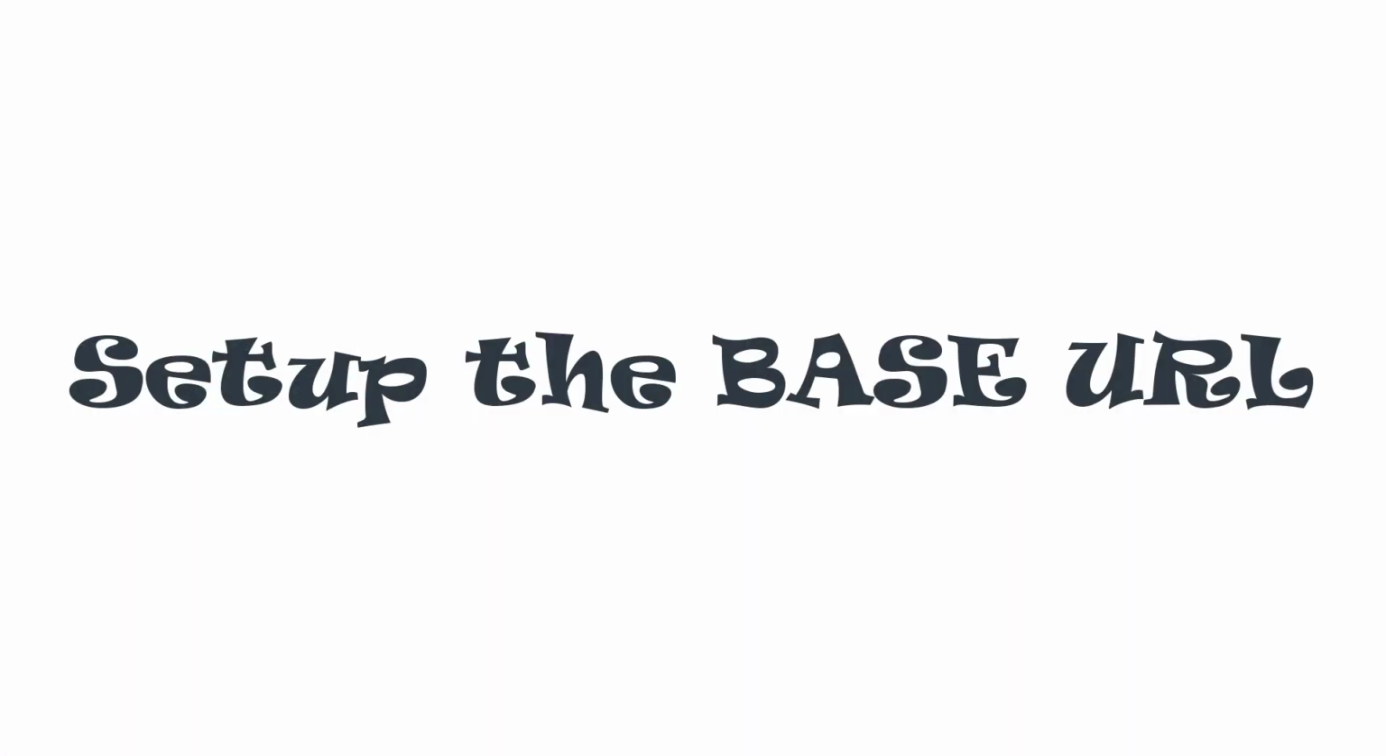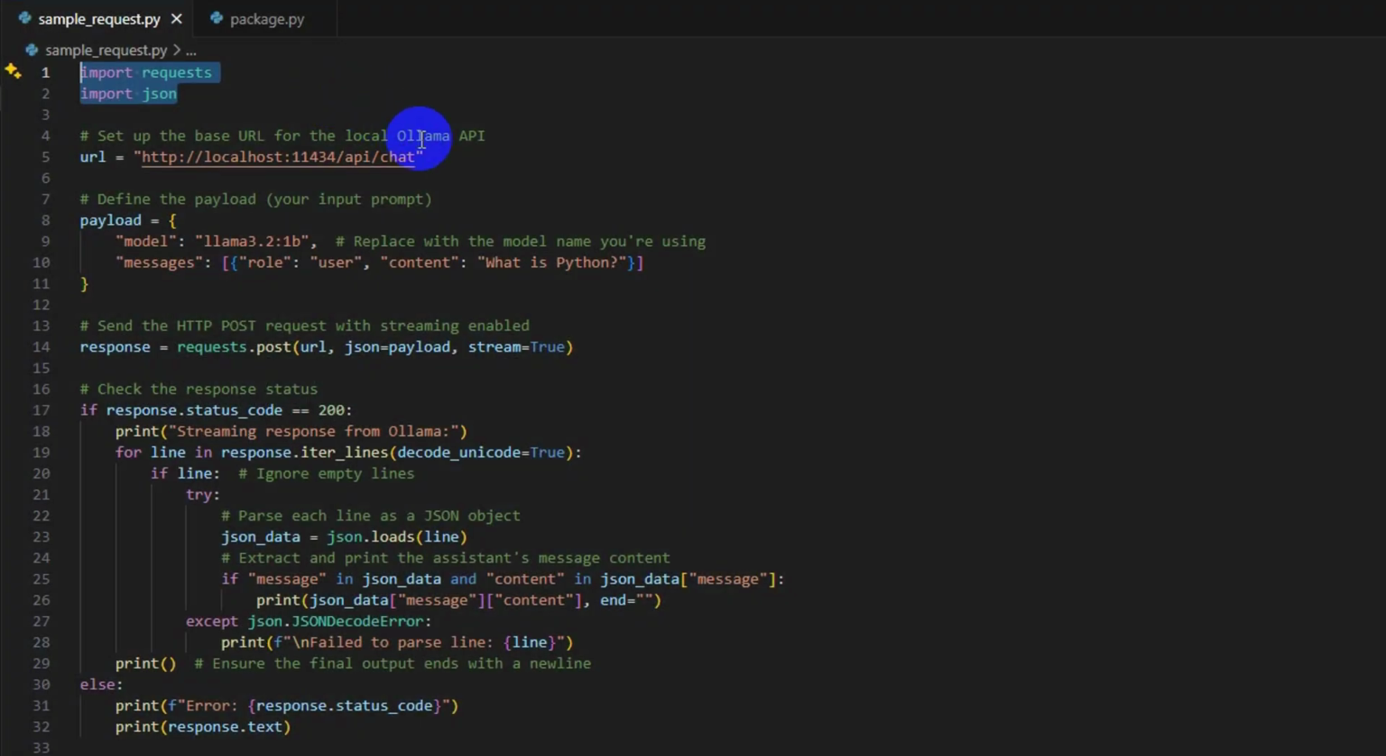Section 3. Set up the base URL. Next, we define the base API endpoint. Localhost 11434 is the default host and port where Ollama listens. /api/chat is the endpoint for multi-turn conversations. It accepts an array of messages and streams back the assistant's responses.